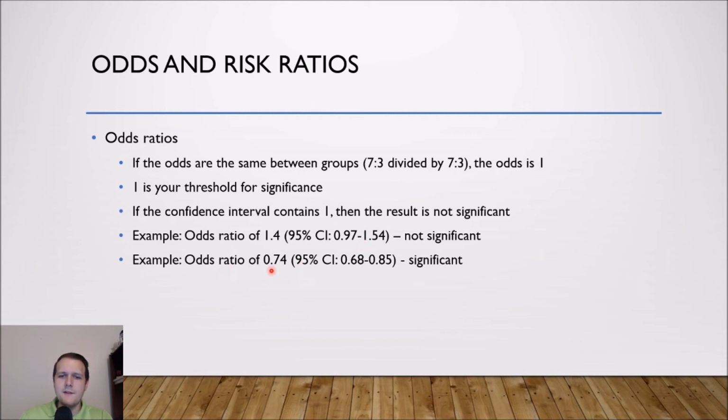An odds ratio of 0.74 with a confidence interval of, say, 0.68 to 0.85, even though it's less than 1, does not include 1. This makes it significant, right? Anytime you're doing a ratio of dividing one thing by another, if it includes 1, it's not going to be significant.